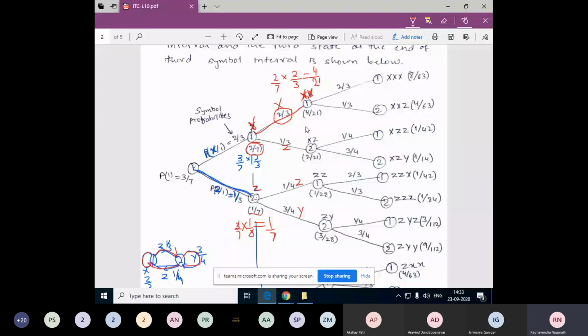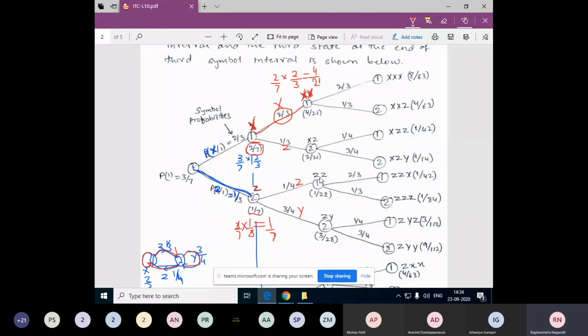Similarly, at this state, what is the final symbol that we get at the end of this state? Already we have X here. There is a transition from this to this, and the symbol emitted during this transition is Z. So first X, then Z: XZ is the symbol that we get at the end of this state. And what is the total probability? 2 by 7 into 1 by 3. 2 by 7 into 3 is 21, so 2 by 21 is the probability.